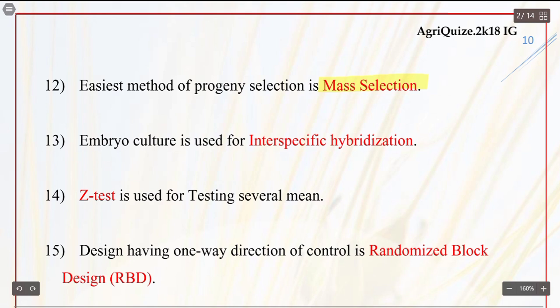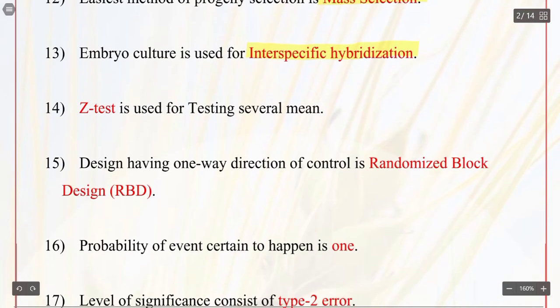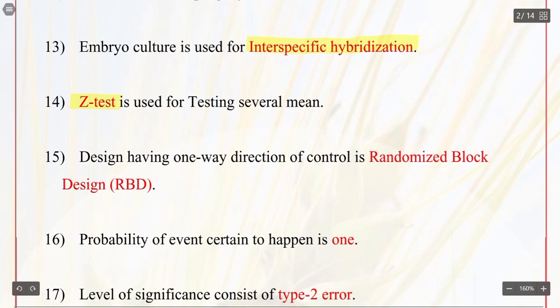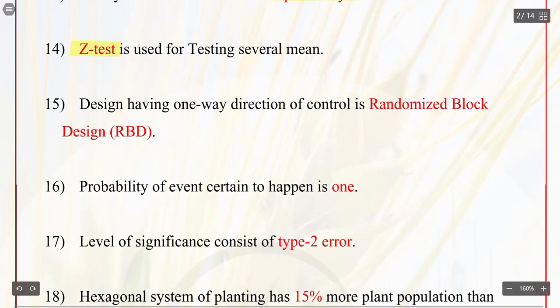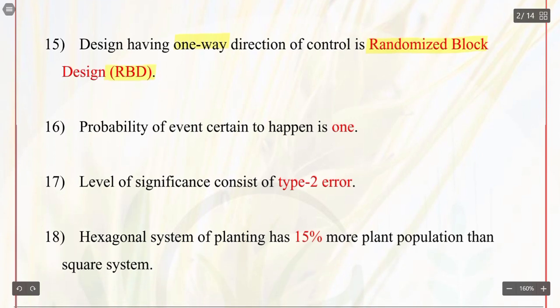Next, embryo culture is used for interspecific hybridization. Next, Z-test is used for testing several mean. Question number 15. Design having one-way direction of control is randomized block design, RBD. Question number 16. Probability of event certain to happen is 1.